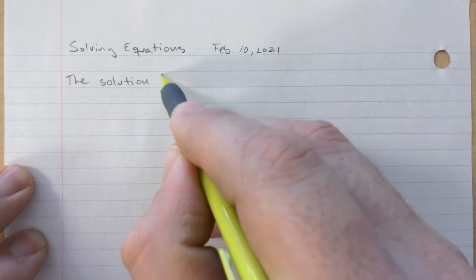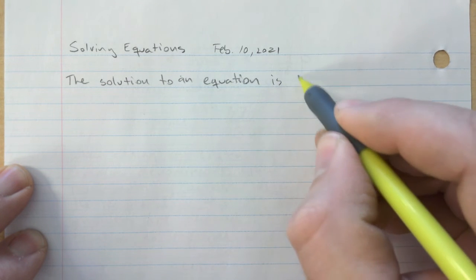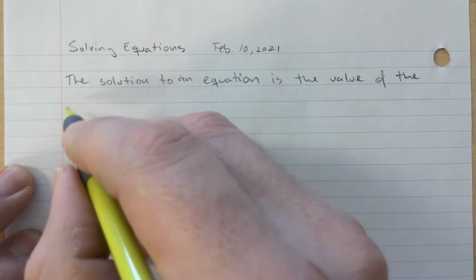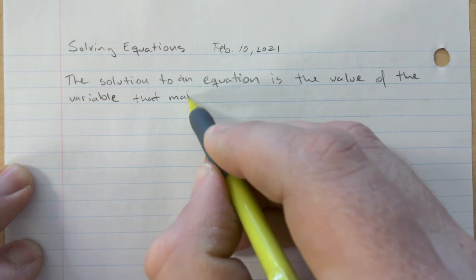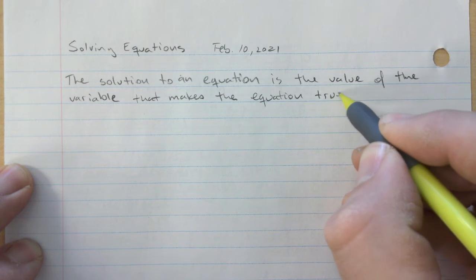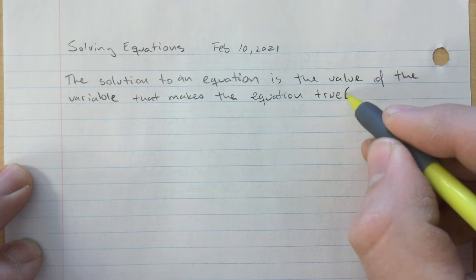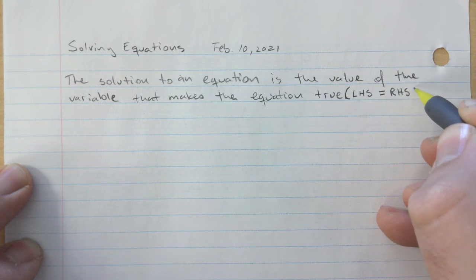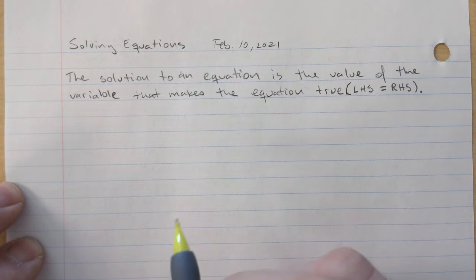The solution to an equation is the value of the variable, the value of the variable that makes the equation true. And I'm just going to say, in a nutshell, the left-hand side of the equation will be equal to the right-hand side of the equation. That's when an equation is true, when both sides are equal to each other and they amount to the same thing, right?